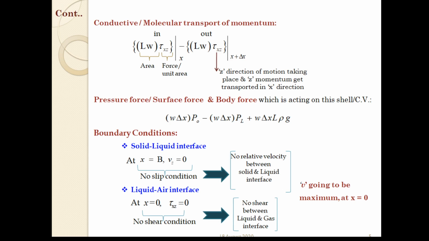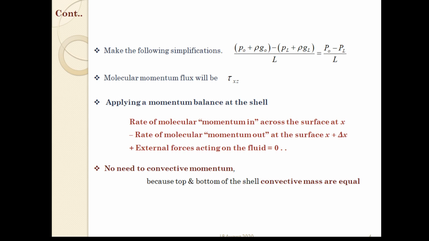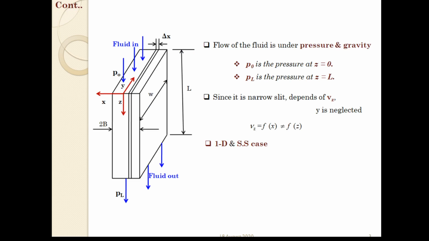Now we have this momentum in term and the out term. The in term will be at x, and the out term is the same term but at x plus del x. Here tau xz determines the z direction of motion taking place, because the velocity is in the z direction, Vz, and the z momentum gets transported in the x direction. Now the pressure force, or surface force, and the body force act on the control volume. As I have mentioned, there will be a pressure P0 at the top of the narrow slit, and at the bottom of the narrow slit the pressure will be PL.